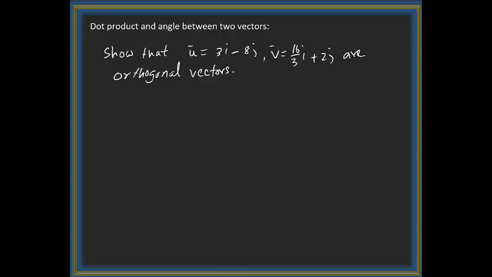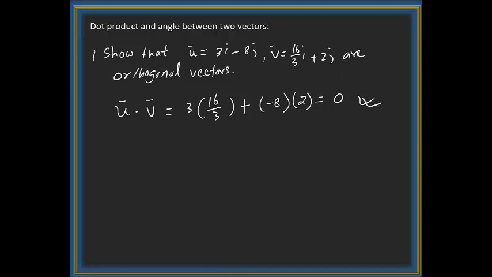Example: we have U equals 3i minus 8j and V equals 16 over 3 i plus 2j. We need to show they are orthogonal. So first let us take the dot product, U dot V. You multiply 3 with 16 over 3 plus negative 8 times 2, and you can see that it is 0. So that means they are orthogonal. We are done with this.